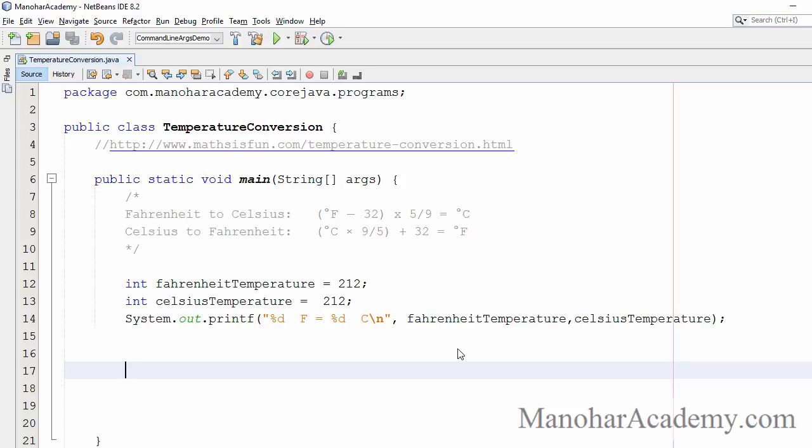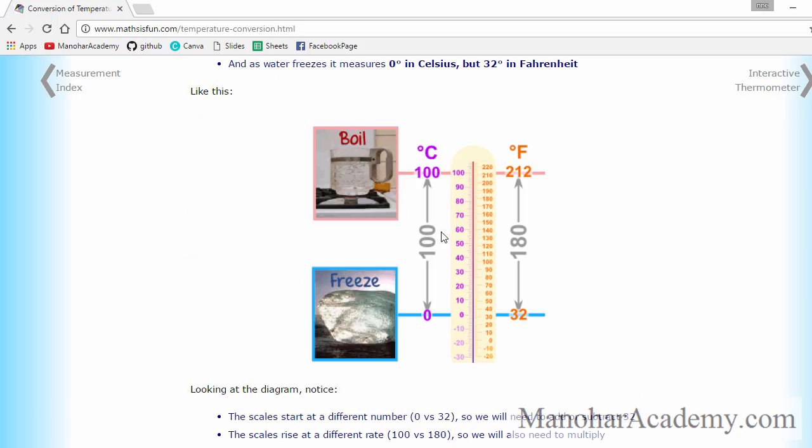Hi, in this lesson we are going to write a simple program for temperature conversion. In Celsius, the boiling temperature of water is 100 degrees Celsius and the freezing temperature is 0 degrees Celsius. In Fahrenheit, the boiling temperature is 212 degrees Fahrenheit and the freezing temperature is 32 degrees Fahrenheit.